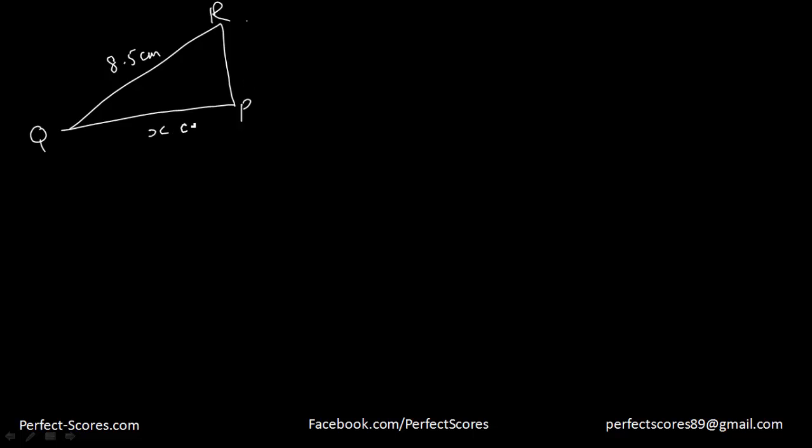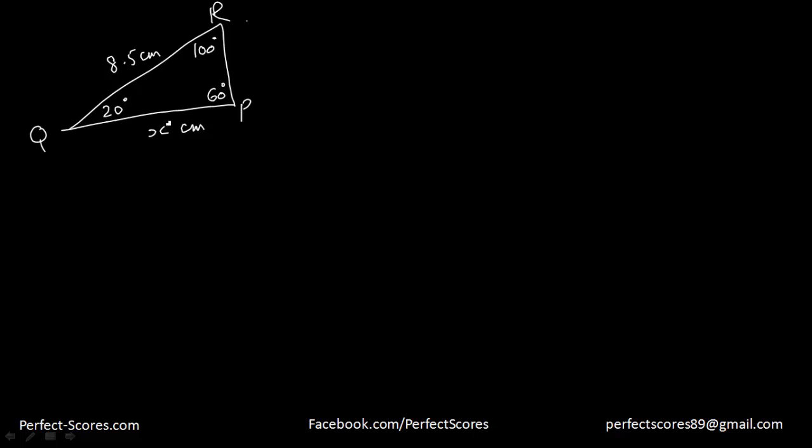Let's go ahead and see a question here, right? Let's suppose we have this question that this over here is Q, this over here is P, and this over here is R. We've been given this side as 8.5 centimeters, this side as x centimeters, and these angles as 20 degrees and 60 degrees. If this is 60 and this is 20, then the remaining angle is automatically 100 degrees. And we've been asked the value of x.